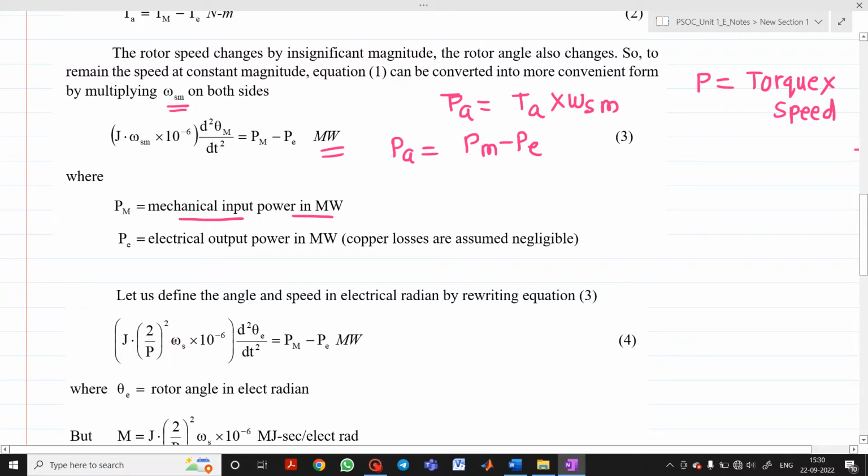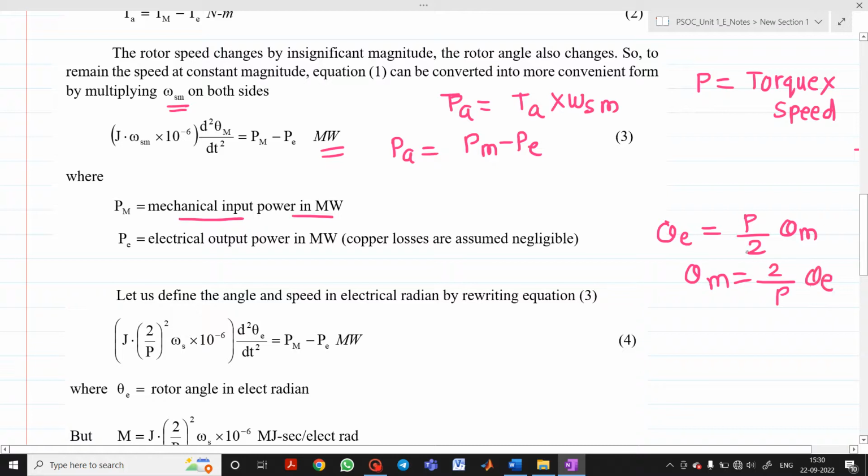Now, as we know that relationship, what is the relationship between electrical angle and mechanical angle? We know theta E will be equal to P by 2 into theta M. So from that we can write theta M will be equal to 2 by P into theta E.